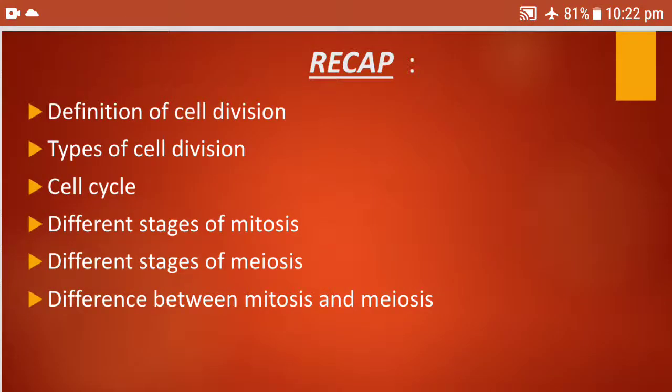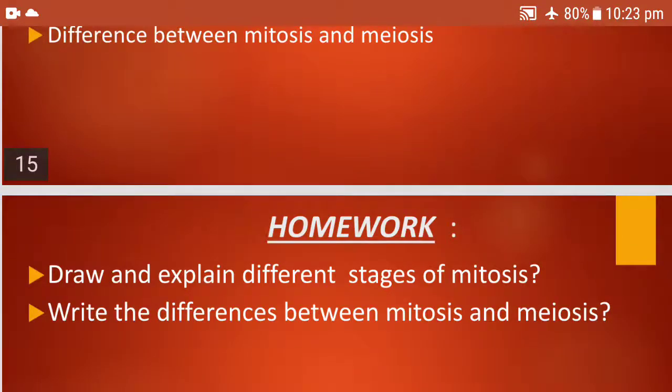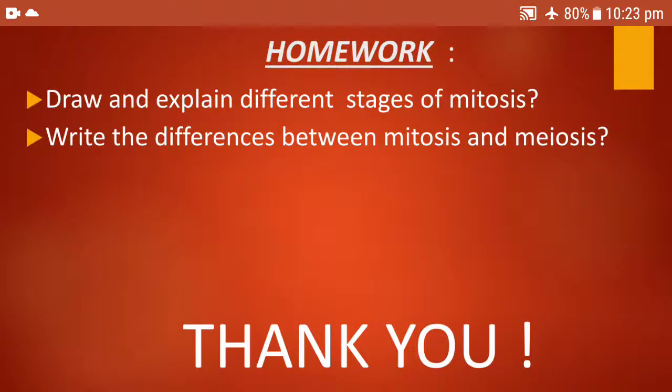Today we have seen the definition of cell division and also the 2 types of cell division, the cell cycle and its phases, different stages of mitosis and different stages of meiosis. The difference between mitosis and meiosis we have also covered. Note down the homework. Draw and explain the different stages of mitosis. Write the differences between mitosis and meiosis.